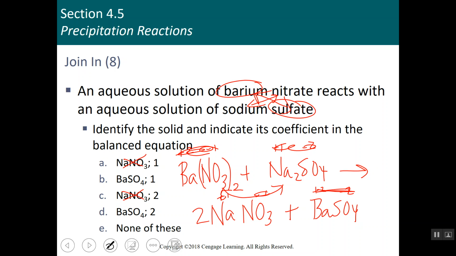So identify the solid and its coefficient. Barium sulfate is our solid. The coefficient, there's nothing there, so that means there's a 1. So that particular problem gave you a lot of practice in things that you have already learned, some things you can't forget how to do.